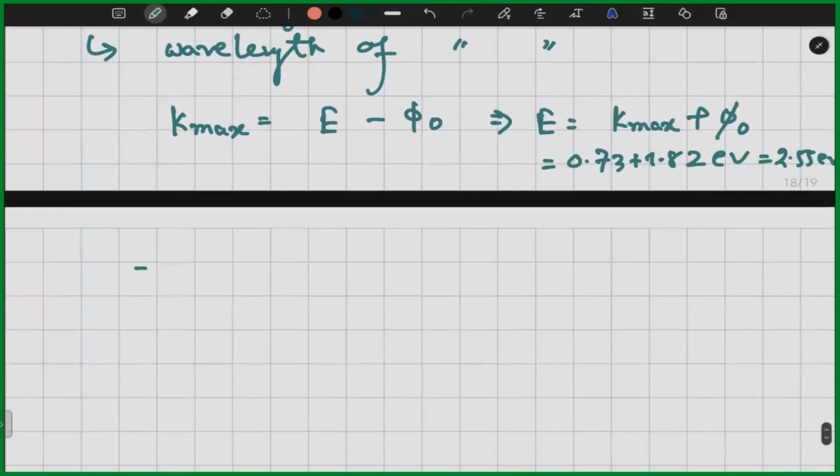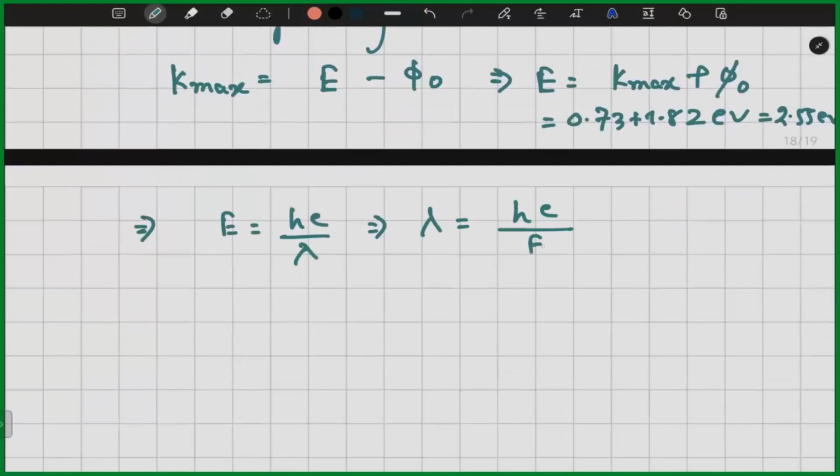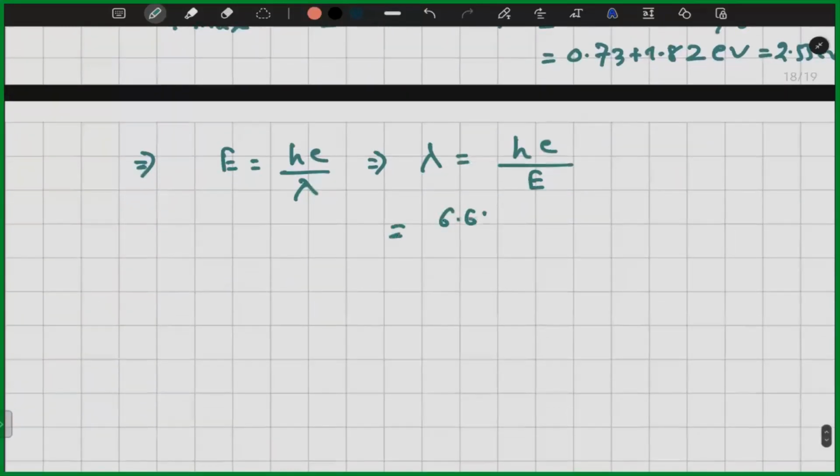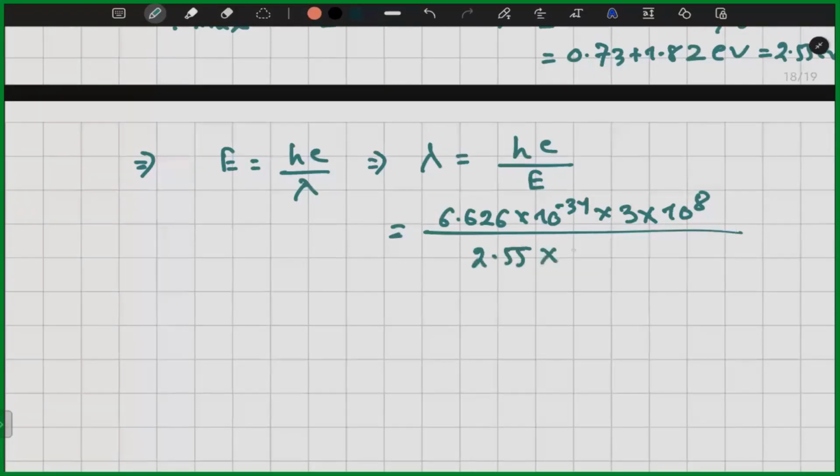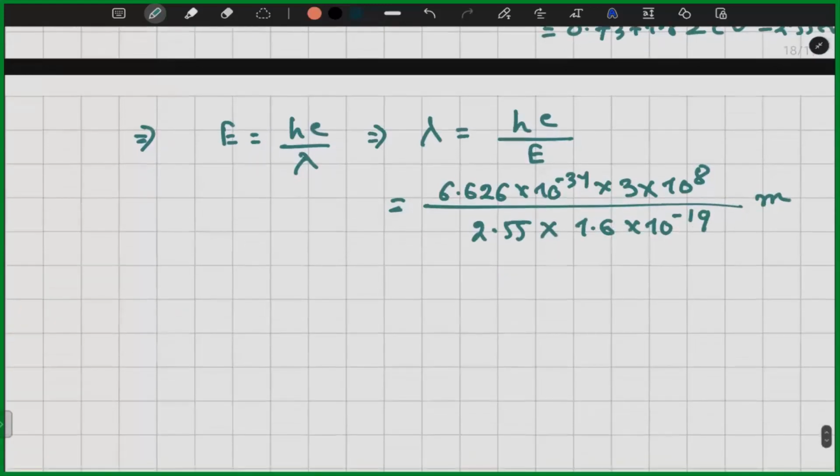Now lambda. It is again easy. Lambda, we know that E is equal to hc by lambda. So lambda is hc by E, 6.626 into 10 to the power minus 34 into 3 into 10 to the power 8, all are in SI unit. So again we have to convert it into SI unit. So it will be 1.6 into 10 to the power minus 19, and it will be in meter. I'm not doing the same unit calculation again and again. I have done it several times.